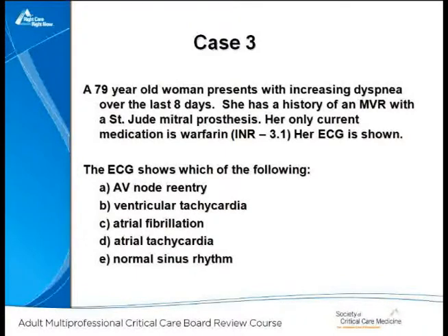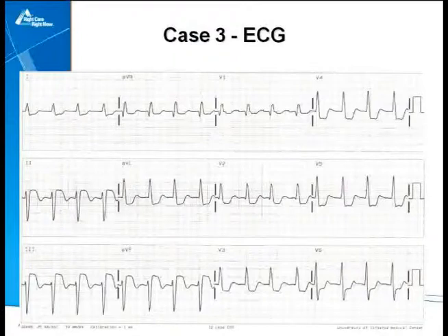Okay, a 79-year-old woman presents with increasing dyspnea over the last 8 days. She has a history of a mitral valve replacement with a St. Jude mitral prosthesis. Her only current medication is warfarin. Her ECG is shown. And the question is, what is the arrhythmia? Is it AV node reentry, ventricular tachycardia, atrial fibrillation, atrial tachycardia, or sinus rhythm? So let's wait about 30 seconds, and then we can start the clock.